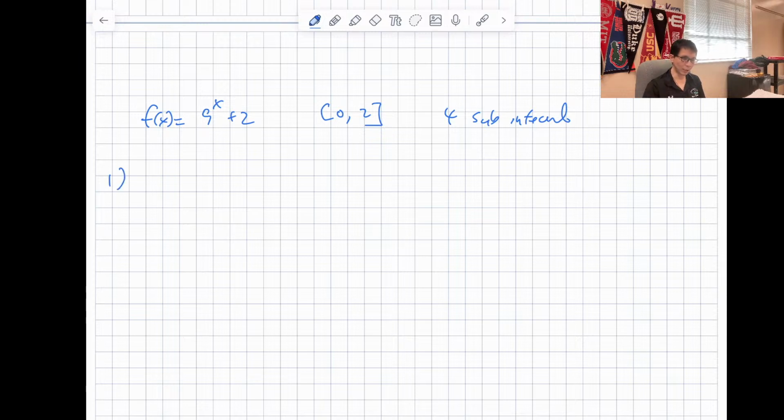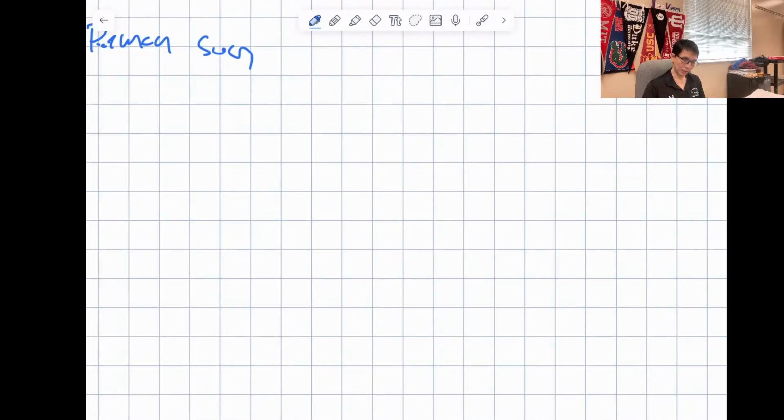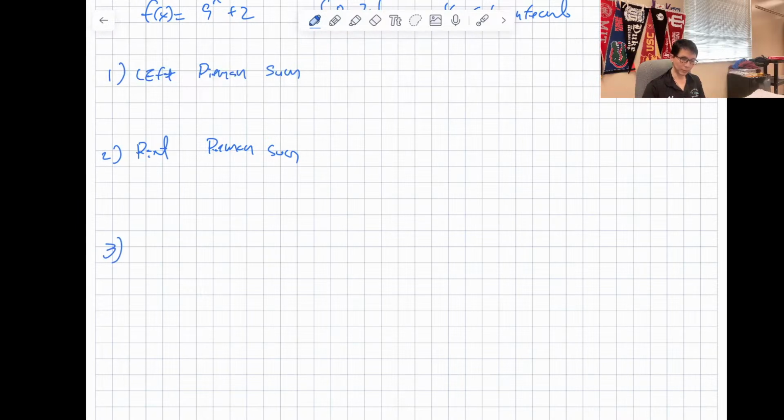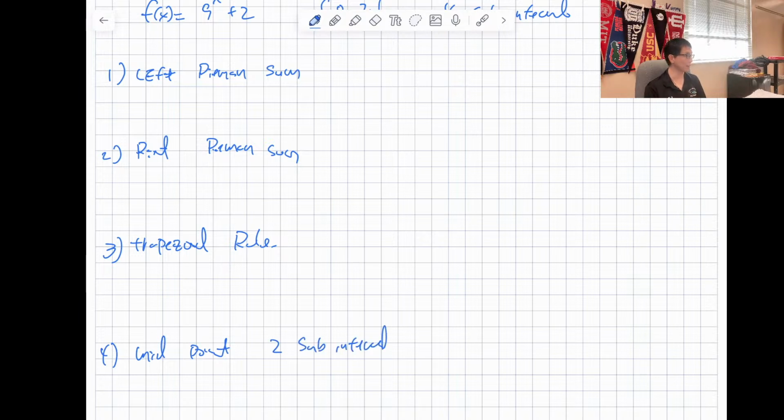First of all, let's talk about the left Riemann sum, and second, the right Riemann sum. Third, let's talk about the trapezoid rule. I can talk about midpoint as well, but for midpoint I can only do 2 subintervals. That's the only one where I have to use fewer intervals.